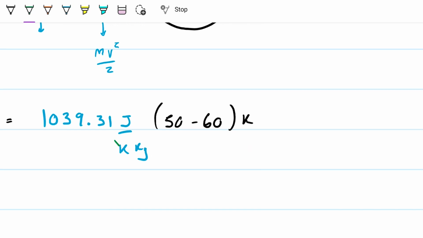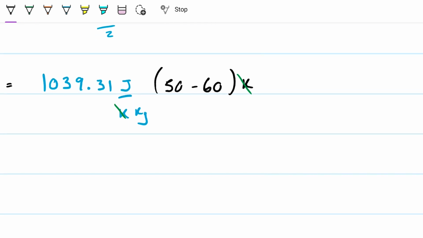And I'm going to be left with joules per kilogram. I don't want that. I want to eliminate the mass. So I know the mass flow rate, so I'm going to go ahead and multiply this by the mass flow rate too. And the mass flow rate here is, what was it?